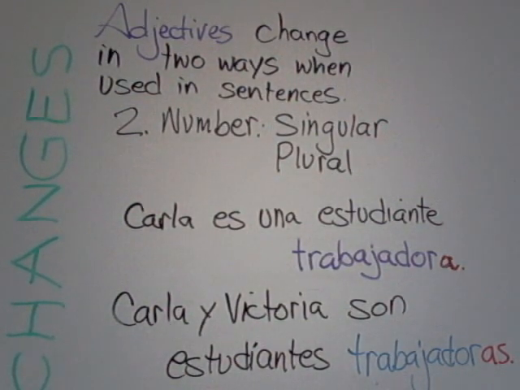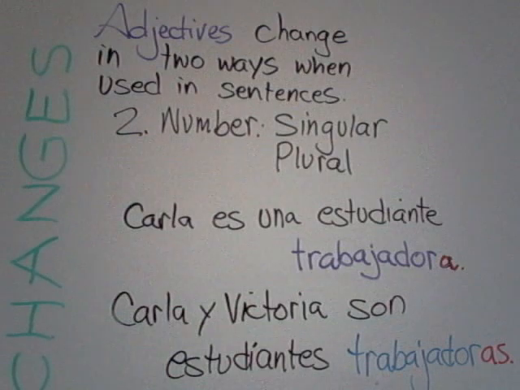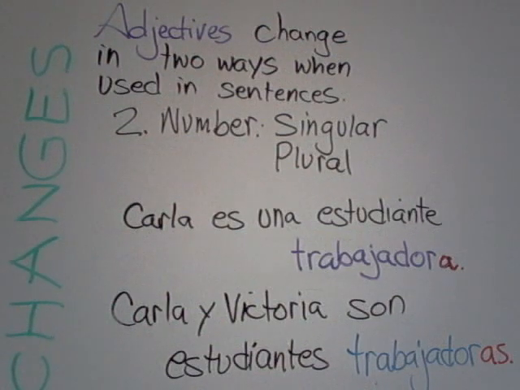Here we're back to the girls again. We have Carla es una estudiante trabajadora. And notice that trabajadora is the feminine form. We put an A on for the girl, trabajadora. When we have Carla y Victoria together, son estudiantes trabajadoras. Since trabajadora ends in a vowel, all we have to do is just add an S on the end.